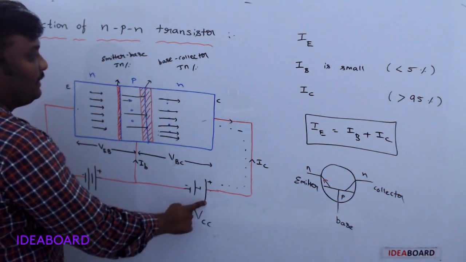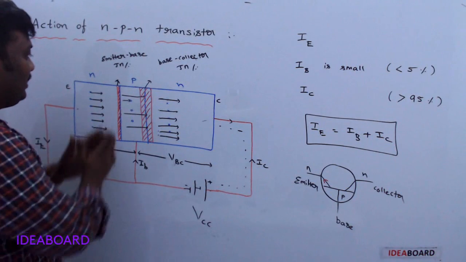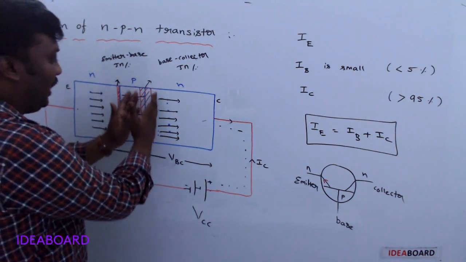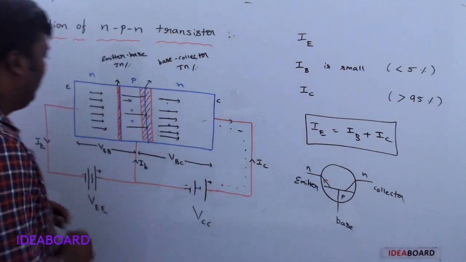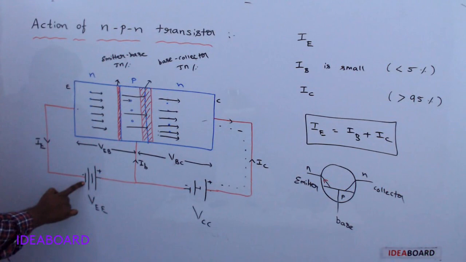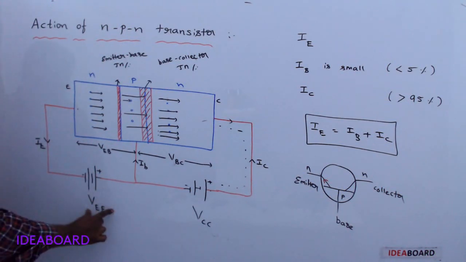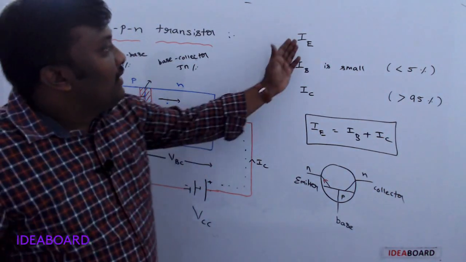Since the collector is in reverse bias, it is comparatively thicker. Understand? So the emitter offers low impedance, and the collector offers high impedance. Understand now?